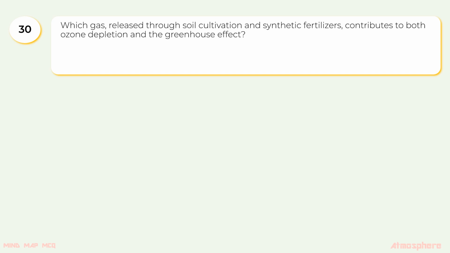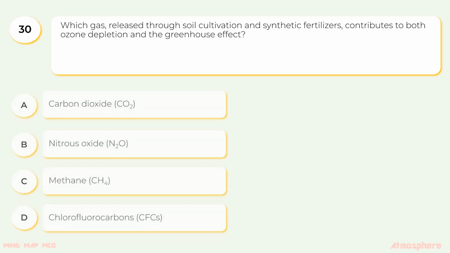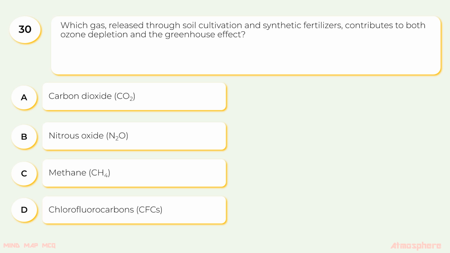30. Which gas released through soil cultivation and synthetic fertilizers contributes to both ozone depletion and the greenhouse effect? The options are A. Carbon dioxide, B. Nitrous oxide, C. Methane, D. Chlorofluorocarbons. The correct option is B.